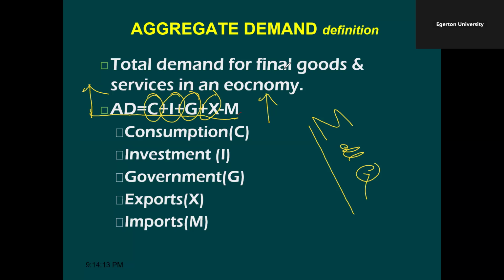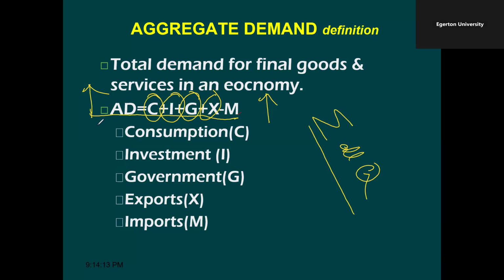So any increase in consumption, investment, government, and exports will increase aggregate demand. And we shall argue that this is where you want the economy to perform. Right now you hear Kenyans complaining a lot. And they are right to complain because I don't believe the economic activity is where it should be.